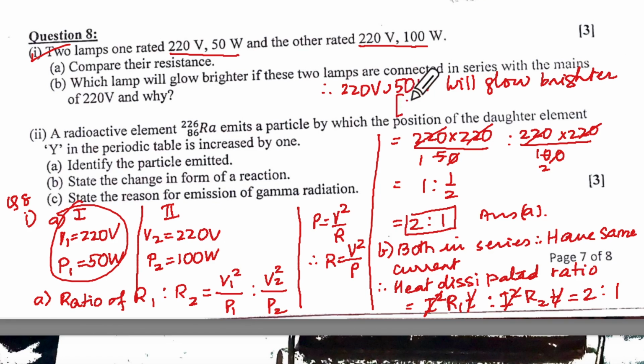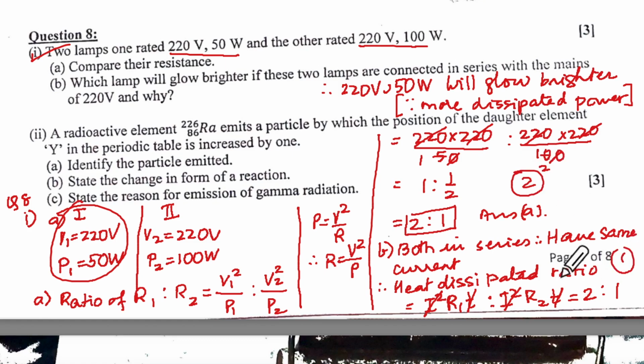Brighter since more power dissipated. More dissipated power. Okay, understanding. So this is how this had to be written. This will be for 2 marks and this will be for 1 mark.